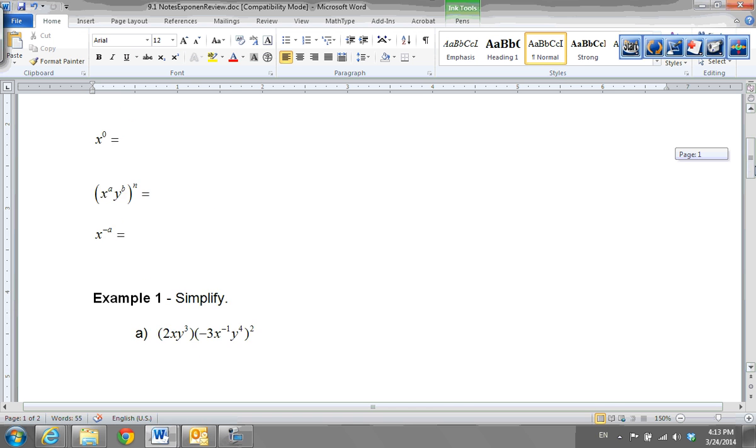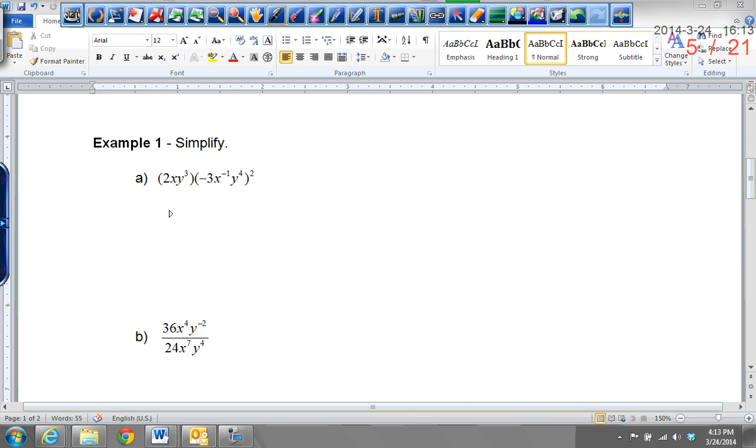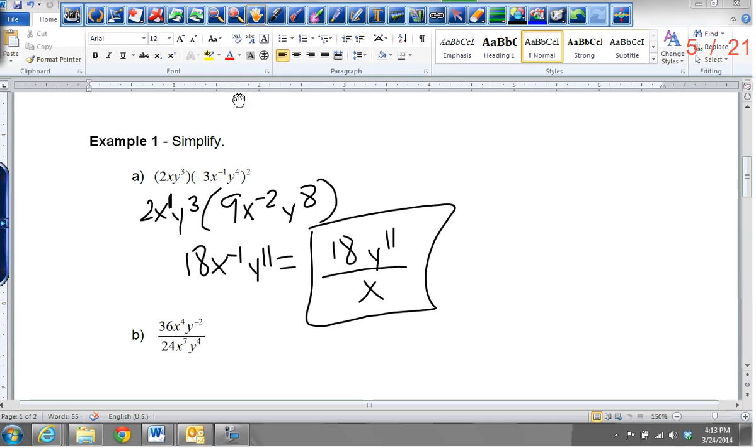Alrighty, got a couple examples here. The first one, we can't do anything with the first part, so that remains 2xy cubed. This one, we're going to square everything. So square negative 3, square the x, square the y, and note for the x and y, we're multiplying. Next, we're going to multiply 2 times 9 and get 18. Then we're adding, this is x to the 1, negative 2, so I get x to the negative 1. 3 and 8 make 11. I don't like negative exponents, so that goes in the bottom. So there's my answer.